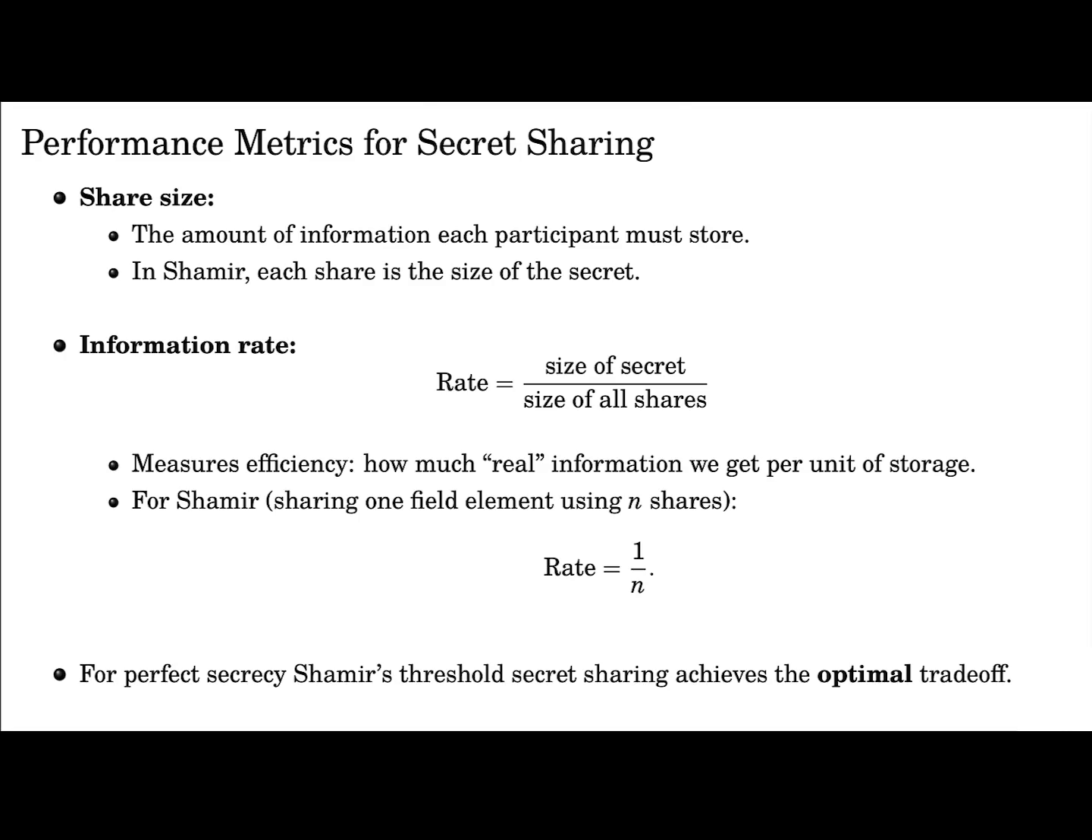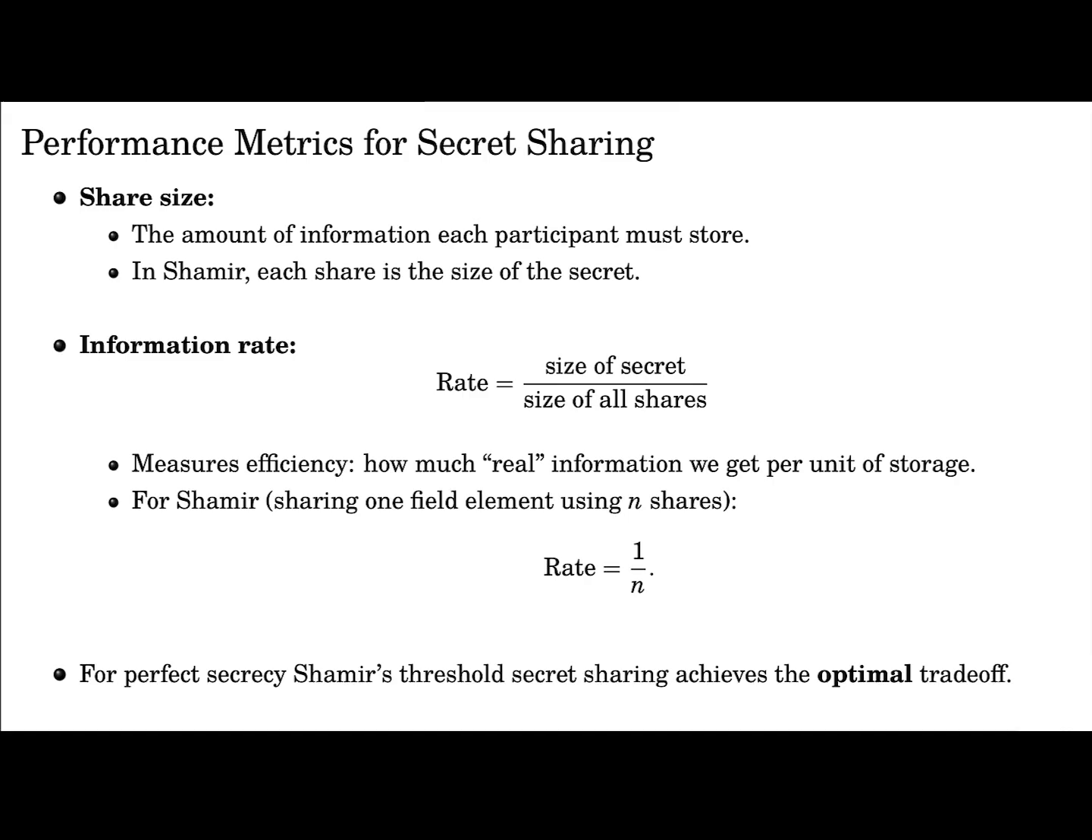So far, Shamir secret sharing gave us a very strong guarantee. Any T participants can recover the secret, and any T minus one or fewer participants learn nothing. But let's talk about how we measure efficiency here. The first metric is called share size. This means the amount of information each participant has to store. In Shamir secret sharing, each share is the same size as the secret. So if the secret was one element of Z_p, then each participant is storing one element of Z_p also.